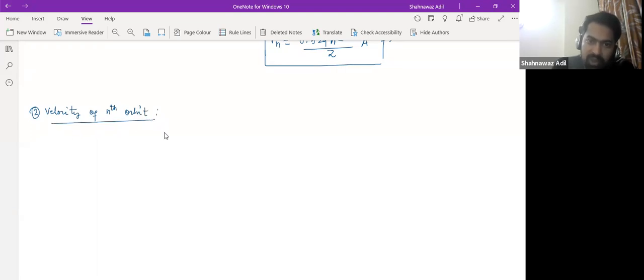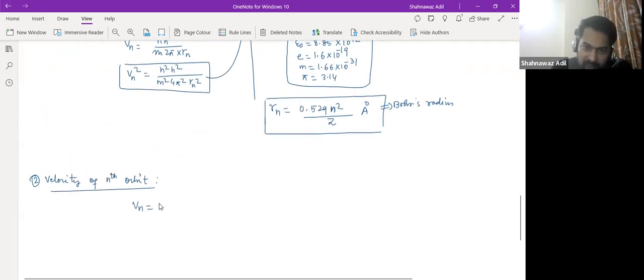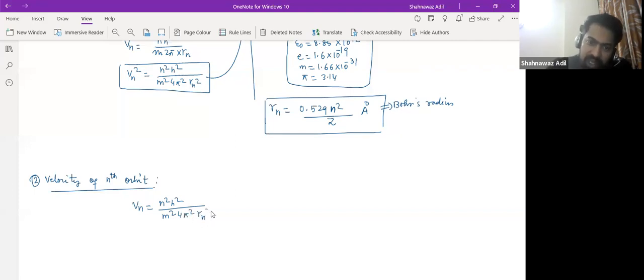What would be the velocity of nth orbit? So we have already solved Vn. That was how much? Vn was n square h square by m square 4 pi square Rn square. And again, this Rn is the unknown, and we have already found it.